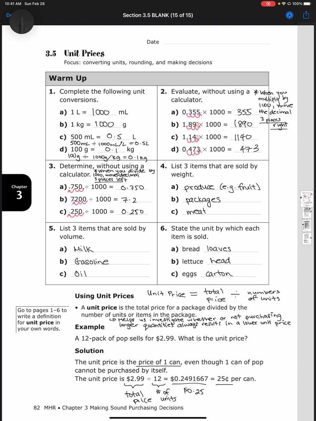And again, even though we can't purchase that one can of pop, that 25 cents means the value, how much one can is worth, is 25 cents. So the value of each can is 25 cents. Okay.